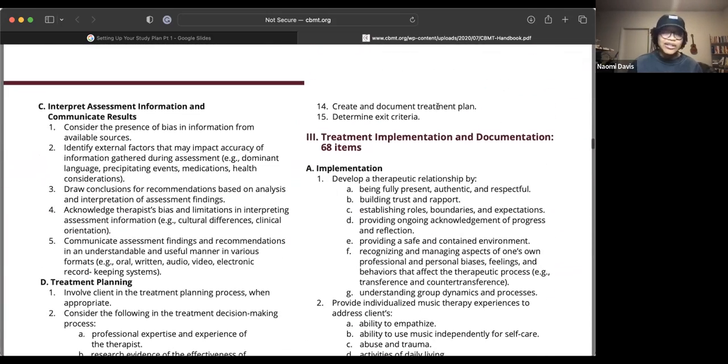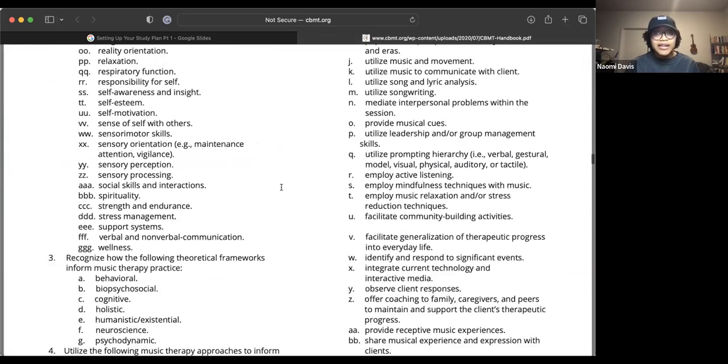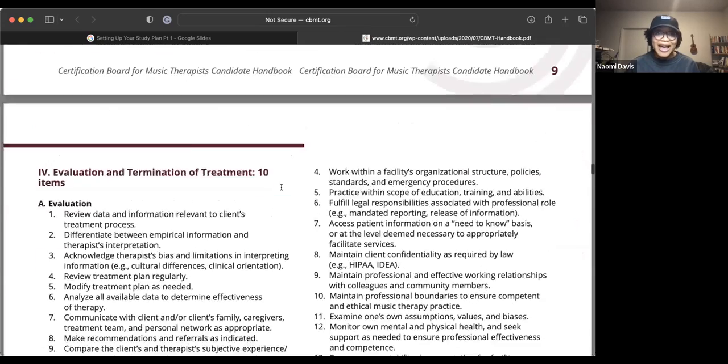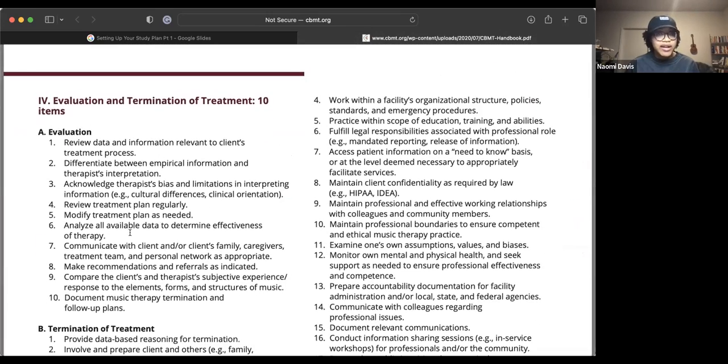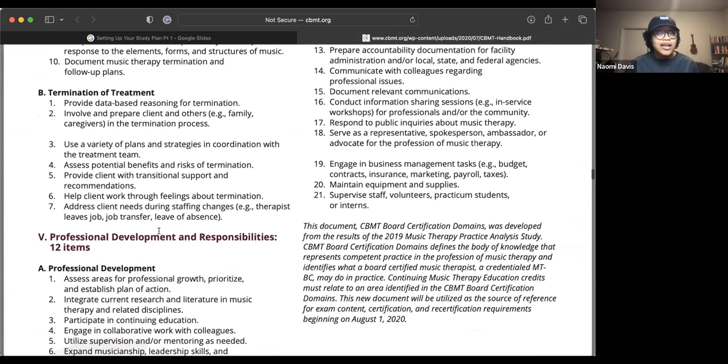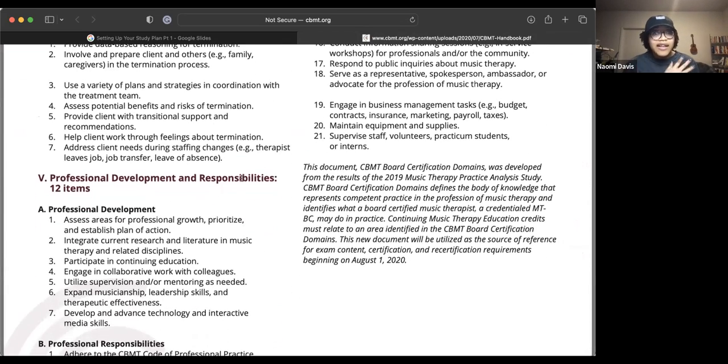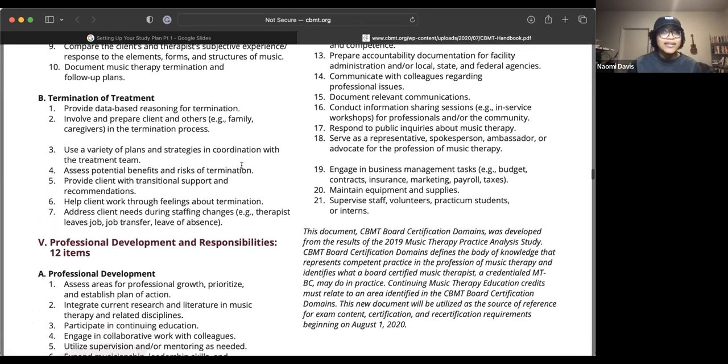The biggest section of the exam is the treatment implementation and documentation section. There are 68 items in there, so pretty weighty, and it's a whole page and a half. Evaluation and termination is pretty short, only 10 items, and then the final is also only 12 items. So if that's your first look at these domains, that's one of the first things I recommend you look at when you're planning your study plan, because it will drive how you structure it.